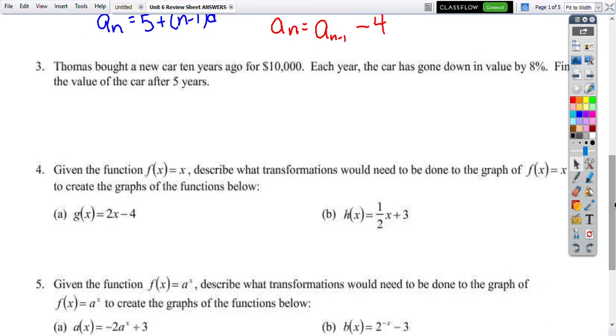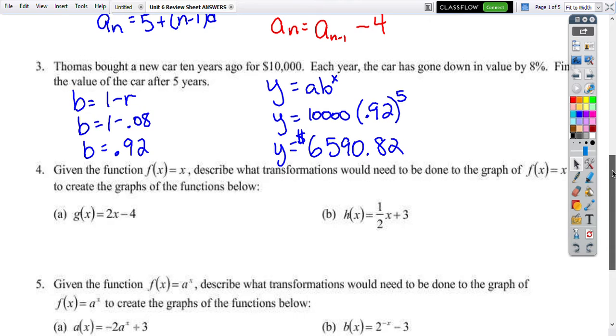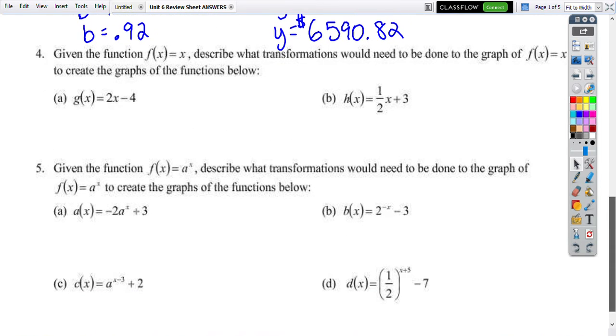All right, number 3, Thomas bought a new car 10 years ago for 10 grand. It's gone down in value, so that's a depreciation of 8%. Remember, r is going to equal 0.08. Find the value of the car after 5 years. So we're using the formula y equals a b to the x. We have to figure out b first, so it's equal to 1 minus r. Remember, the rate is 0.08, and so when we subtract, we get 0.92. So we plug a is 10,000, b is 0.92, and we raise that to the 5th power. Type it in your calculator, and there's your $6,590.82.